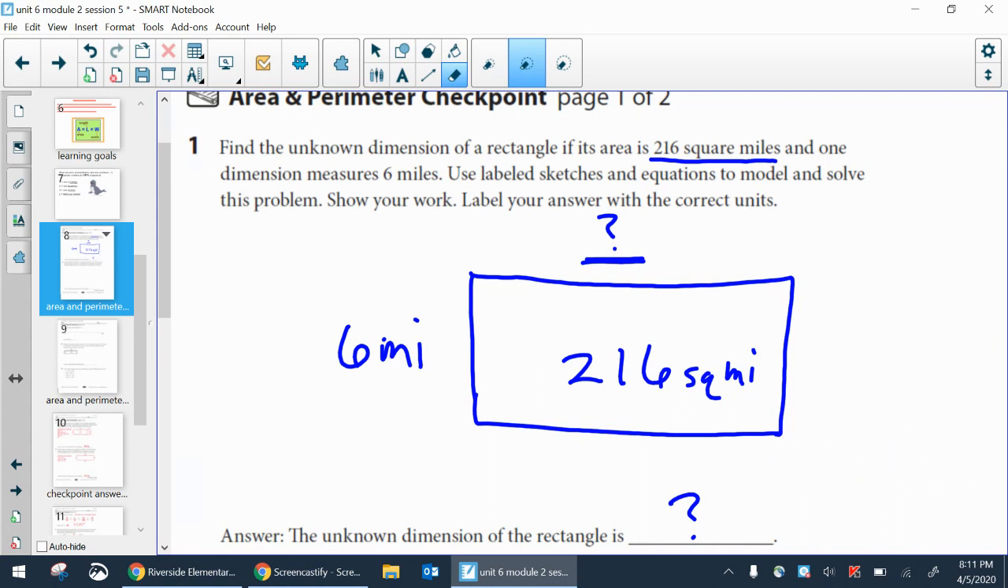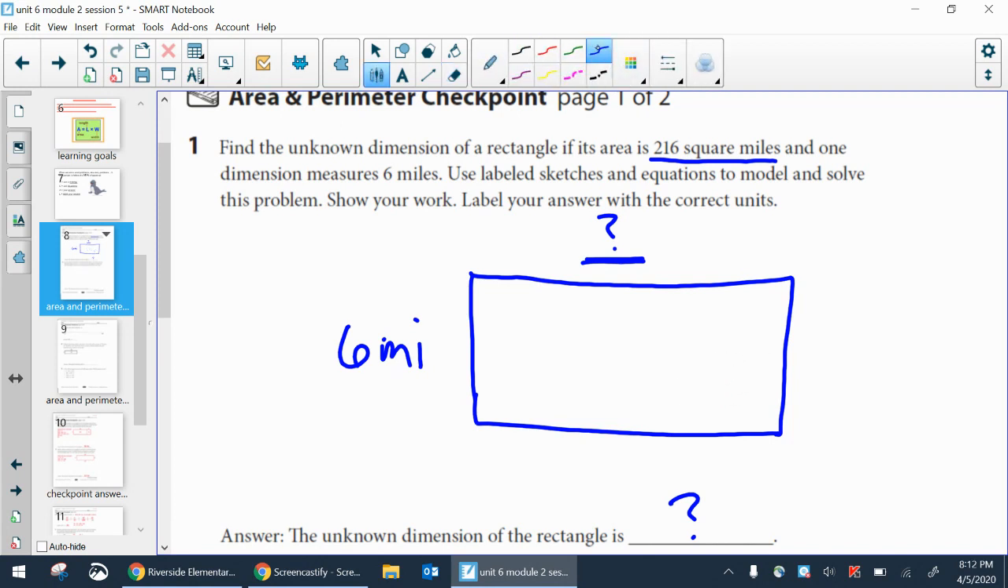So for me, in my brain, I know that trying to figure out what number times 6 equals 216, that's a little bit too hard for my brain. Or 216 divided by 6. I don't know that fact off the top of my head. That's not one that I have memorized or one that I have known. So what I'm going to want to do is take this 216 and break it into some friendlier numbers so that I can work with.